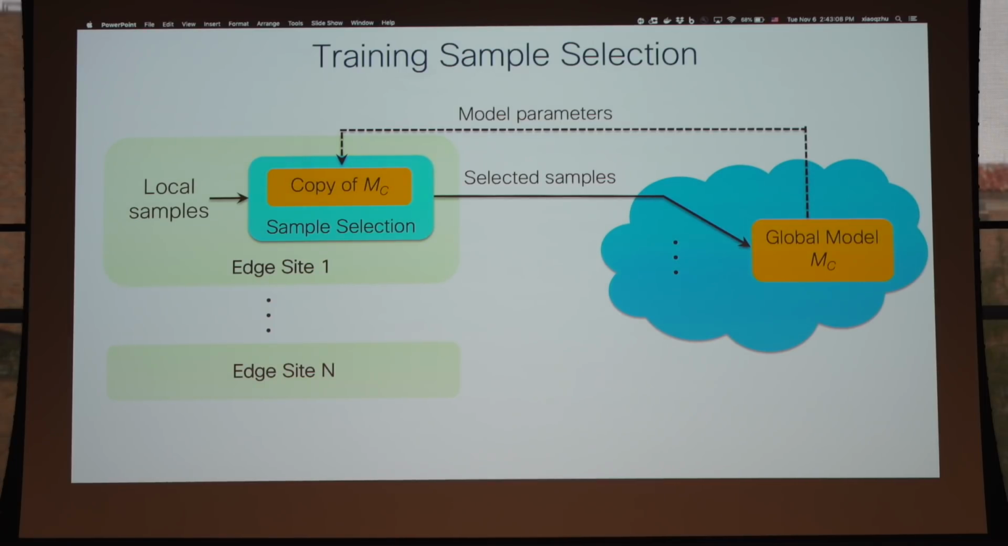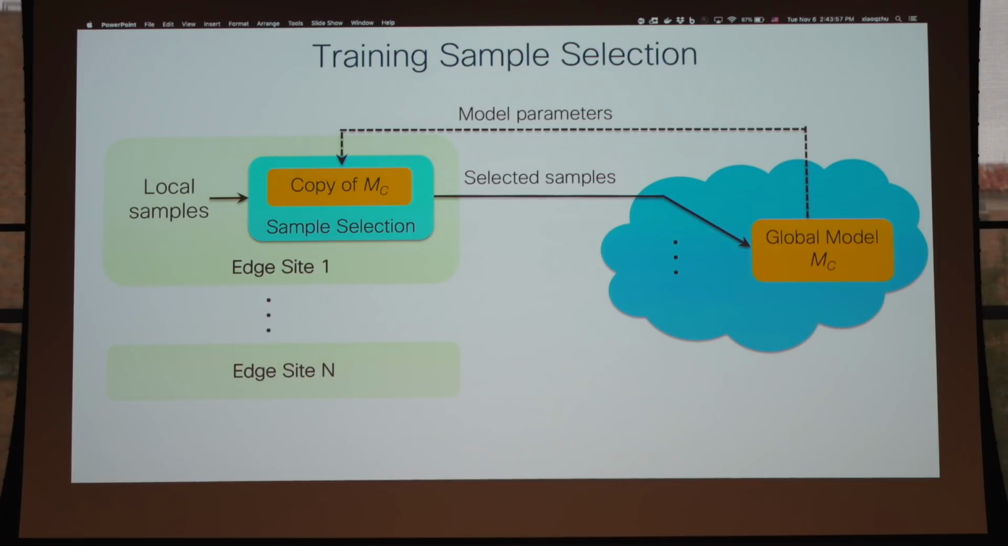So let's get a little bit in depth onto the first scheme that I mentioned. It's for training sample selection. Architecturally, what we consider is that each of the edge sites has access to its locally observed samples. Initially it has access to the entire set of local training samples. Many applications already host a local copy of the global model for deployment. Typically, running inference also requires significantly less computation compared to training, so that is feasible for many of the applications too.